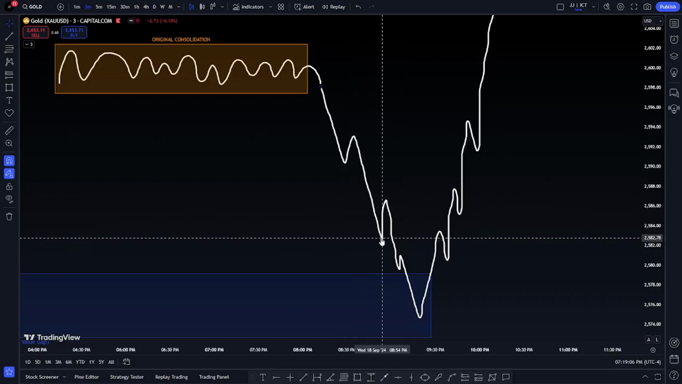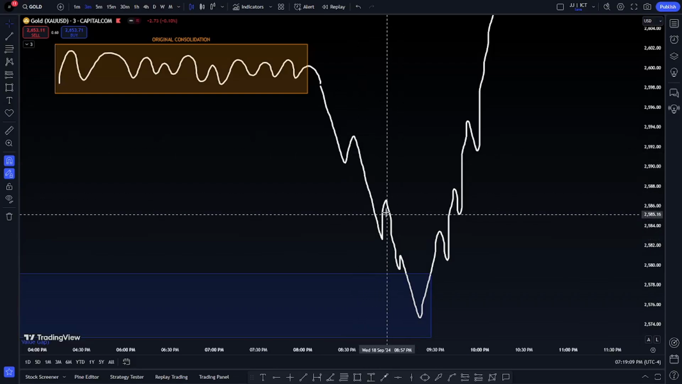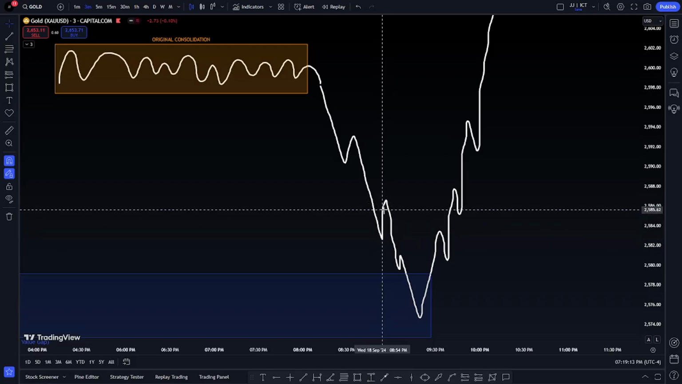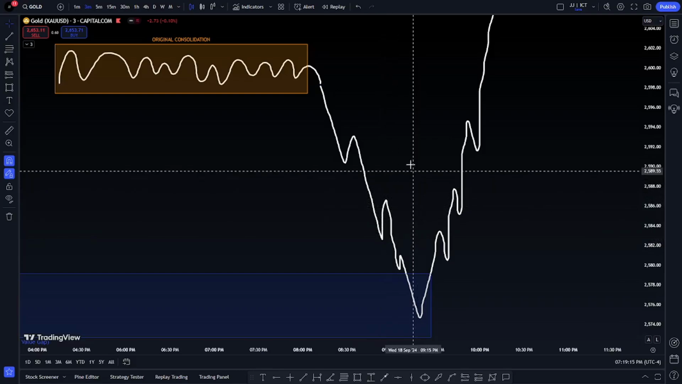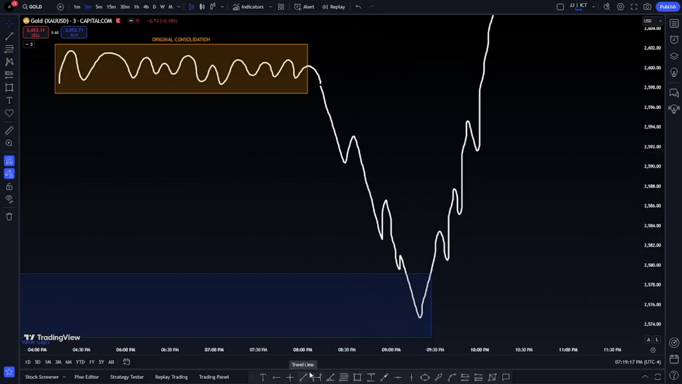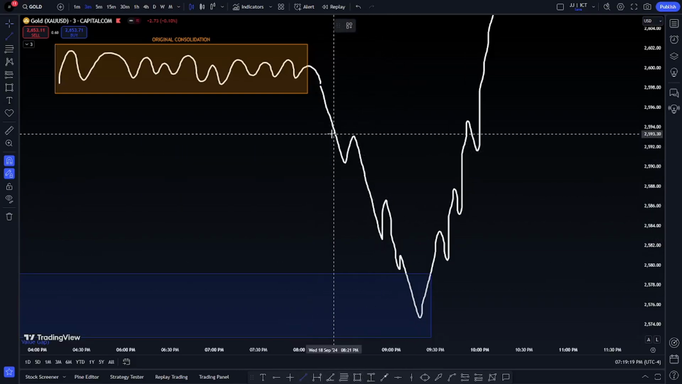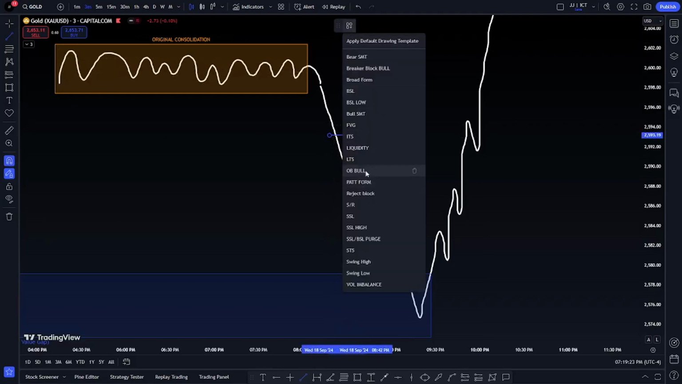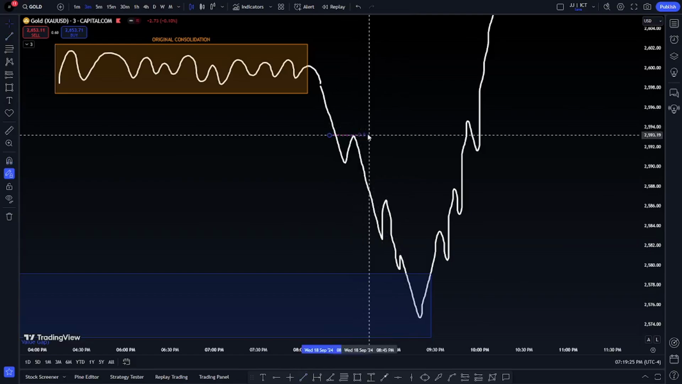Now when we do that again, it's then called second stage reaccumulation, because it's doing it again. So we can maybe say there's a mitigation block right here, or we can say order block. Why not? Maybe there's an order block right there.